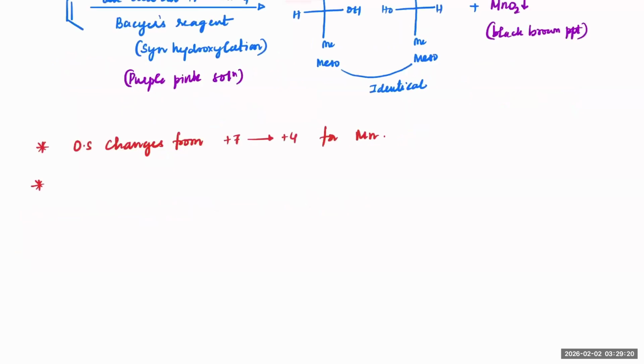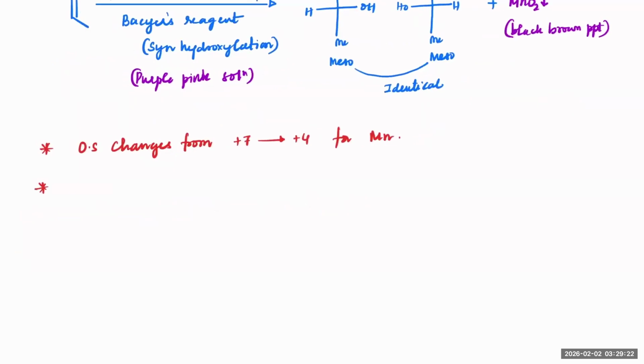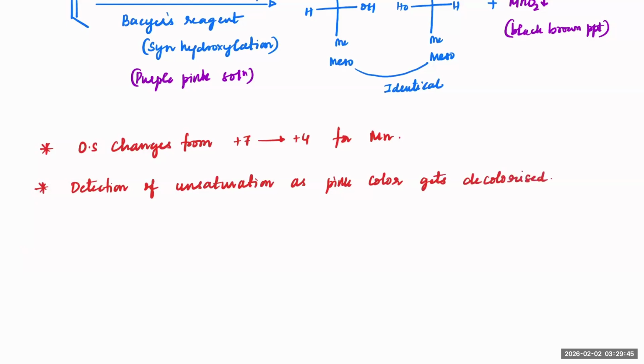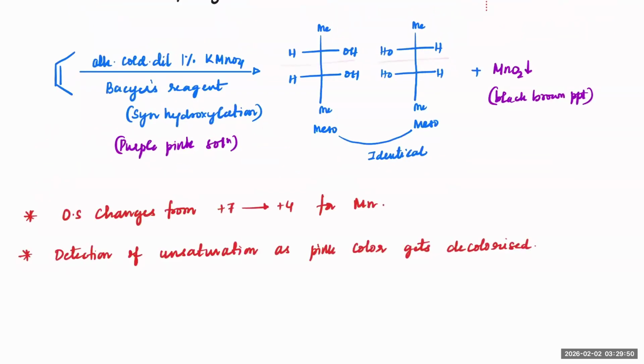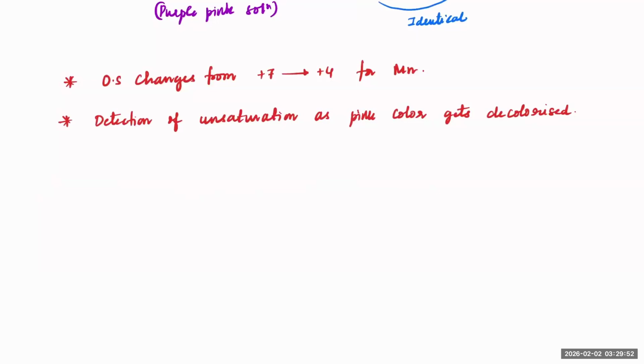Hence, it can be used for detection of unsaturation, as the pink color gets decolorized. Okay. So this is what you will have in the cis form. Now, notice the trans form of it.